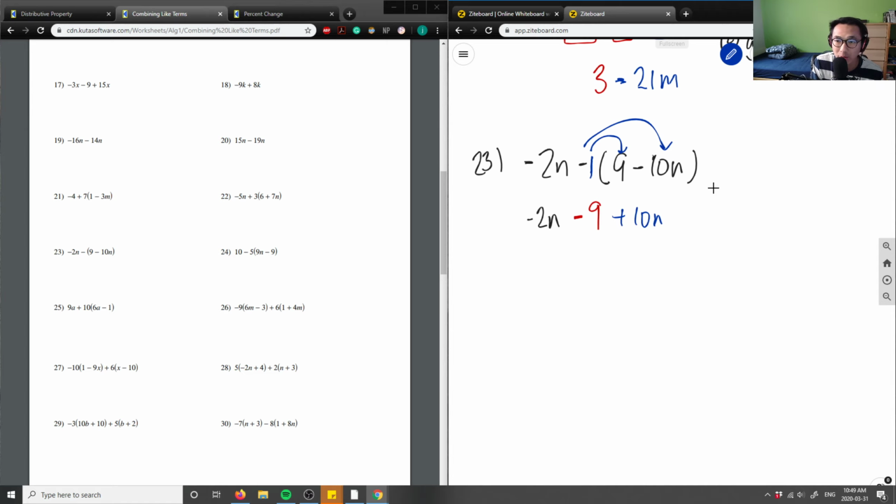Now we're gathering like terms. We have negative 2n, so this is again my n term. These two are my n terms, and this is the constant that's left over. Negative 2 plus 10 equals positive 8, right? So 8n, and then the constant is just left by itself. So 8n minus 9 is our answer for this case.